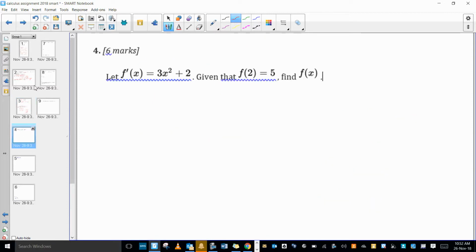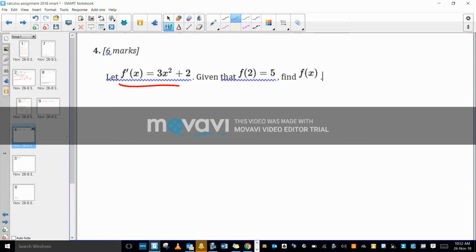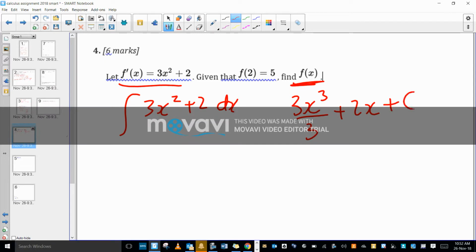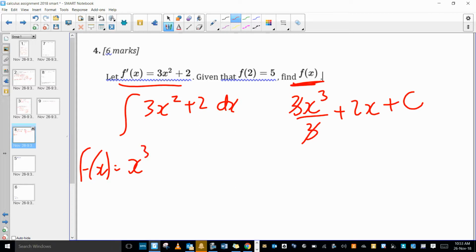Given f dash, find f of x. Alright, so if we've been given the derivative and we need to find the function, it means we're going to integrate. So we're integrating 3x squared plus 2 with respect to x. So that's going to become 3x cubed over 3 plus 2x plus c. They cancel each other out. So f of x is x cubed plus 2x plus c.